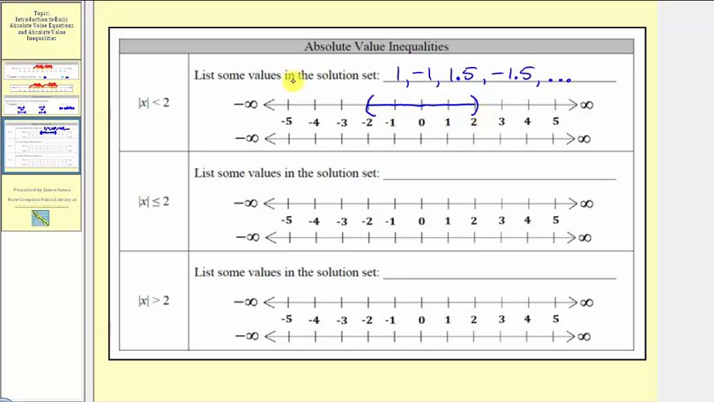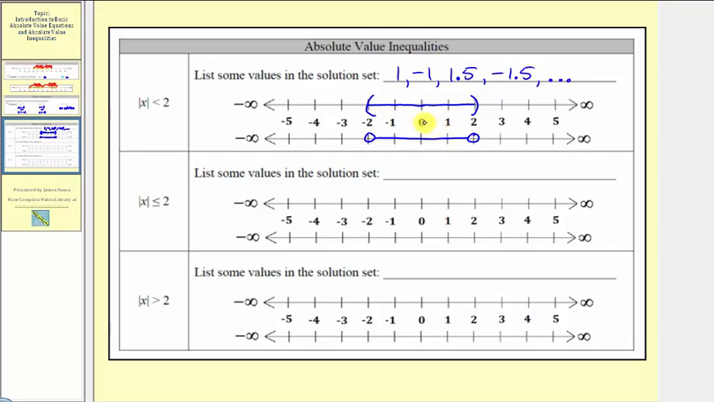This would be one way to graph our solution set, or using open or closed points, we'd have an open point on 2, an open point on negative 2, and graph between the two values. These two graphs are equivalent. This is our solution set for the absolute value of x less than 2.